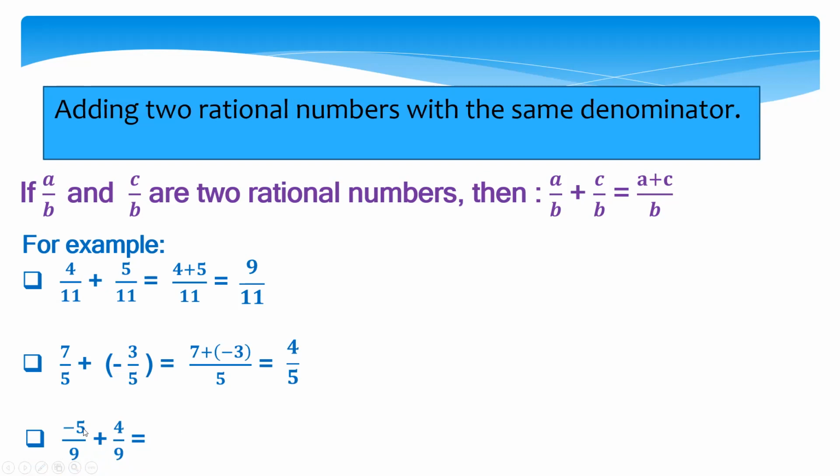Third one, negative 5 over 9 plus 4 over 9. I will check the denominator. I have here the same denominator, which is 9. First, I will write 9 in the denominator and add the two numbers in the numerator. I have here negative 5 plus 4. Negative 5 plus 4 will be negative 1. Negative 1 over 9. And check the rational number in the simplest form. Yes. The answer will be negative 1 over 9.